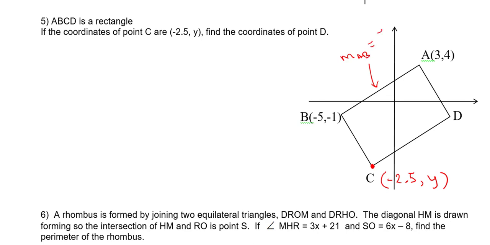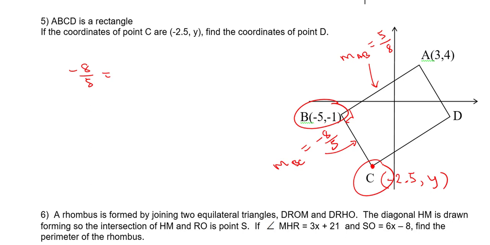is going to be, we can find this, it's going to be 5/8, which means because this is a right angle here, and that's one of the properties of a rectangle, we know that this slope has to be equal to negative 8/5. Because that's the slope there, I can plug it into the slope formula. So it's going to be negative 8/5 is equal to the change in the y values between the B and the C, divided by the change in the x values. So it would be y minus negative 1, so y plus 1, over negative 2.5 plus 5.